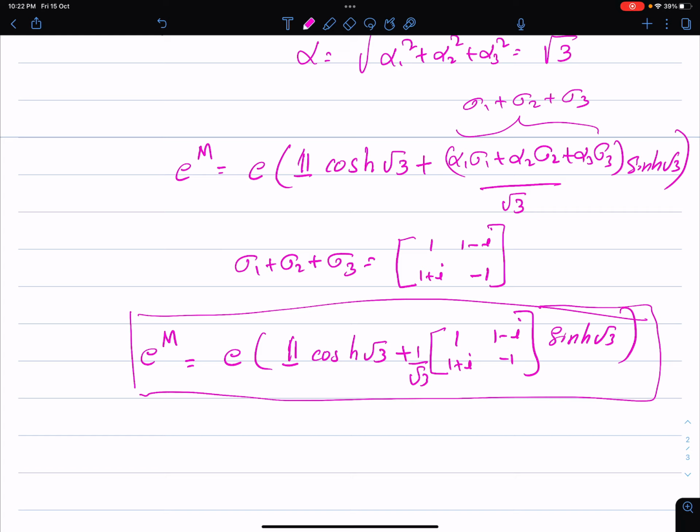So if it is a 2 by 2 matrix, it is very easy to write down the exponential of the matrix, because you have to just expand it in terms of the Pauli matrices and the identity matrix.